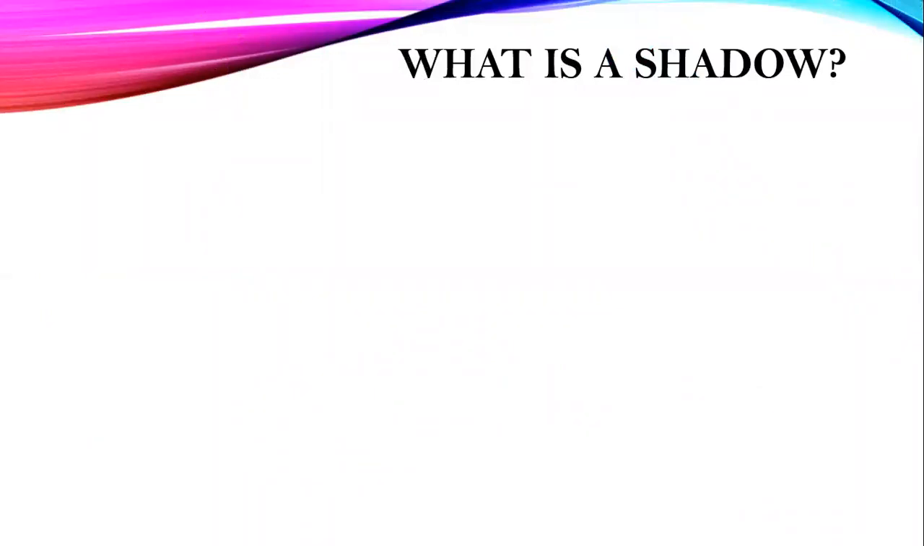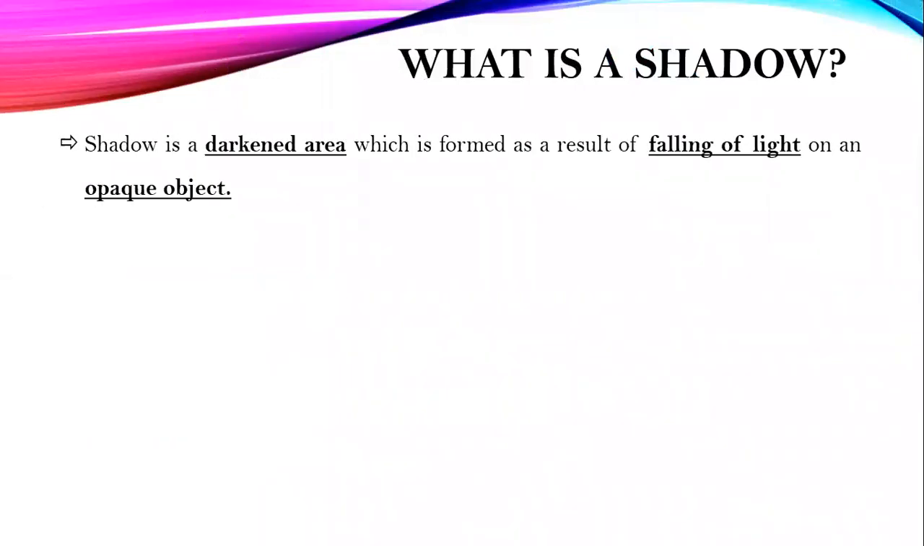What is a shadow? What's meant by a shadow? A shadow is a darkened area which is very dark. A darkened area which is formed as a result of falling of light on an opaque object. So, a shadow is a darkened area which is formed as a result of two important factors, which are presence of light or falling of light on an opaque object. So I must have light and I must have an opaque object so I could have a shadow.